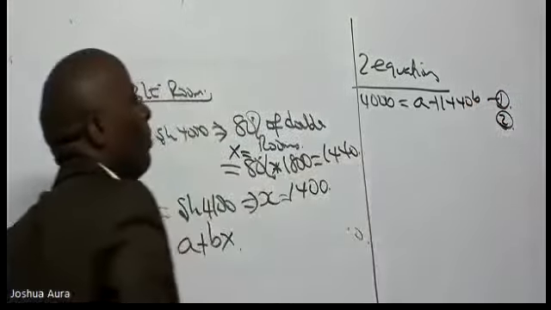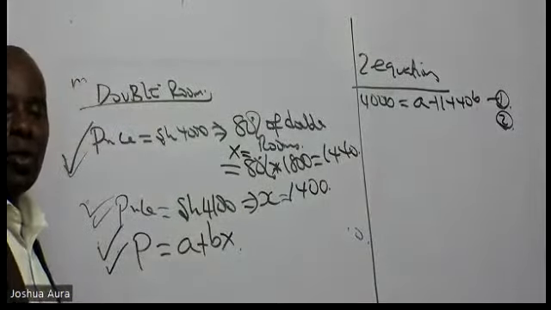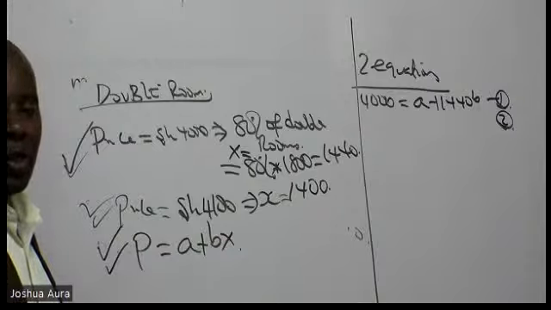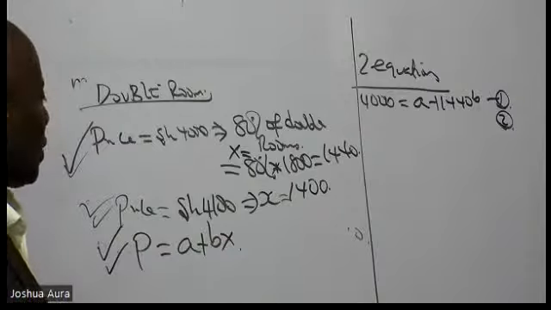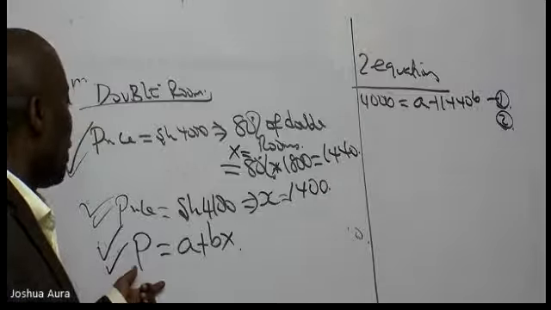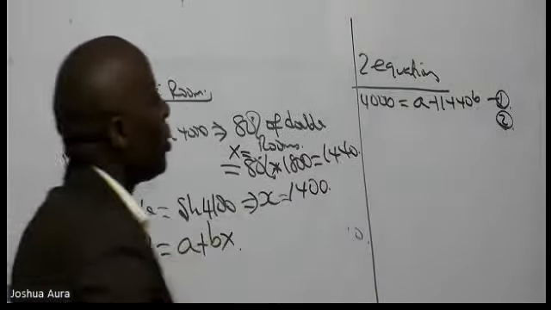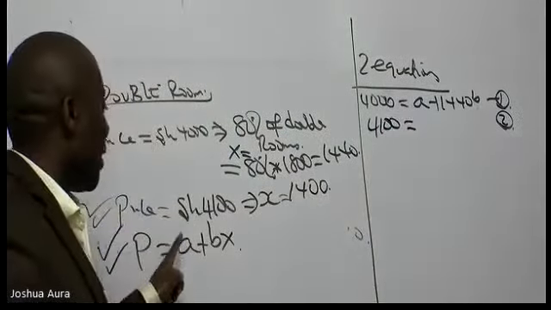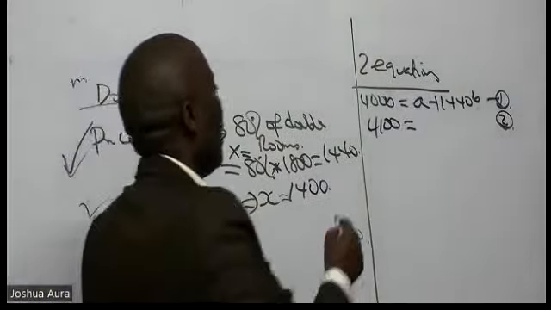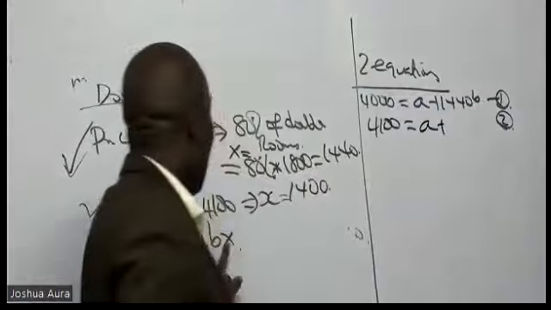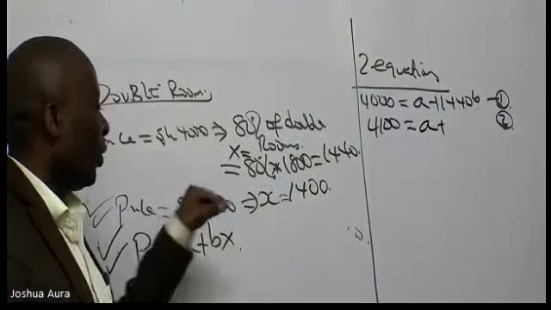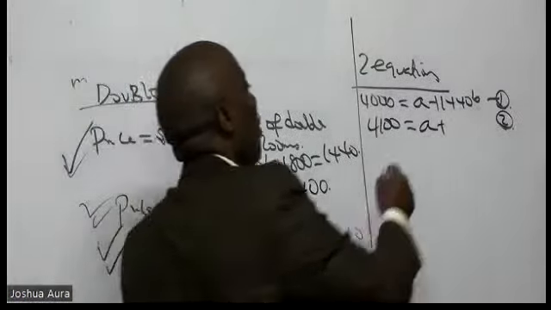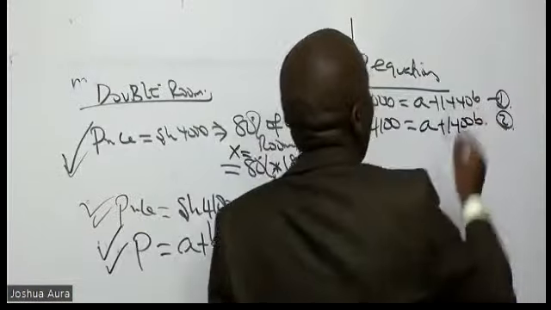How about equation number 2 using the second point? So equation number 2 will move like this. We know that the price for the second equation is 4,100. So 4,100 equals A that I don't know for now, A plus B times X, and X is 1,400, so B 1,400. So it'll be A plus 1,400B.